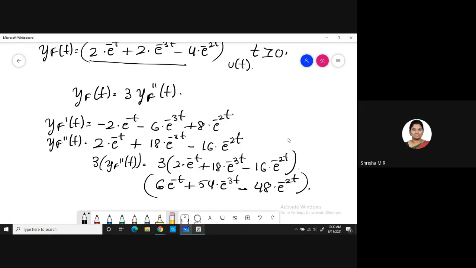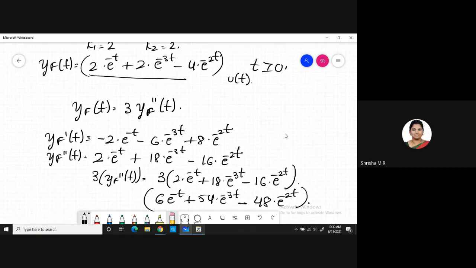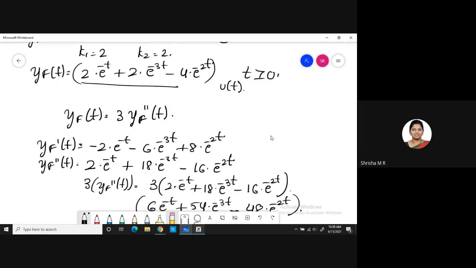Clear? Now, they have given in the question, what is your RHS in the question? It is 3x double dash of t, correct? So yf of t is the forced response. RHS is 3 times x double dash of t. Using the superposition theorem, we can write the total response is 3 times yf double dash of t. Got it? Yes, ma'am.